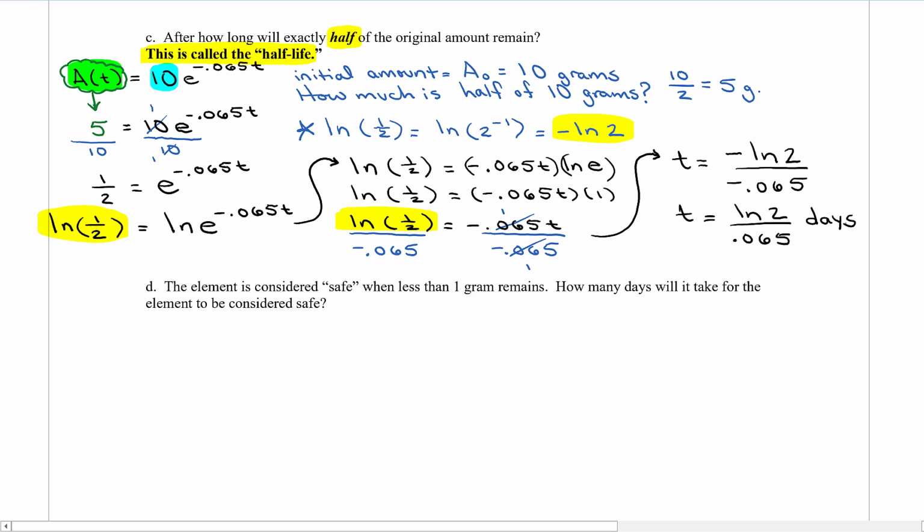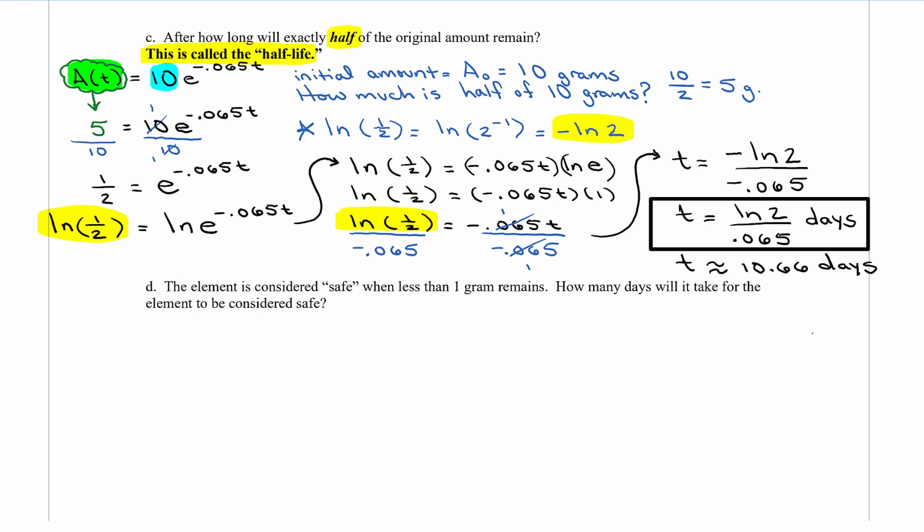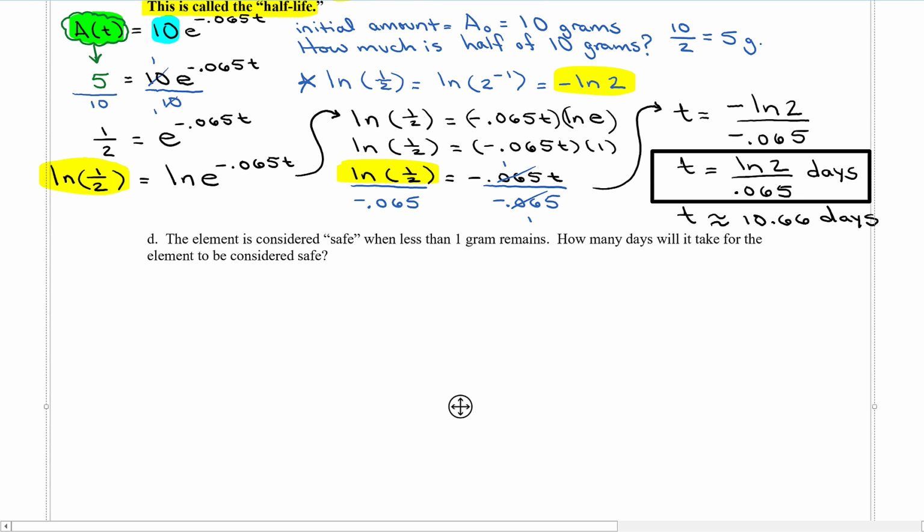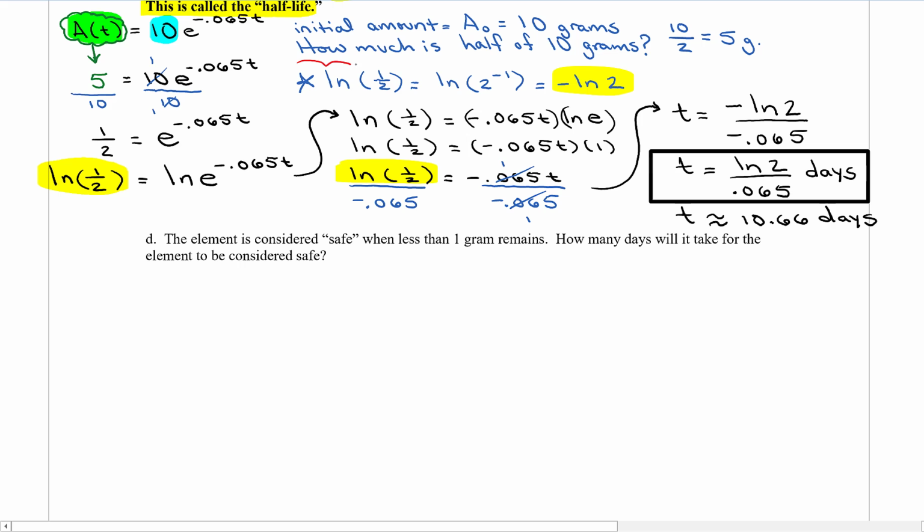And now I'm going to label the units. This is referring to the number of days, so we're going to write that t is equal to the natural log of 2 divided by 0.065 days. If I would like to get an approximation for this, then t is approximately equal to 10.66 days. I'm going to go ahead and box in my answer that says t equals the natural log of 2 divided by 0.065 days.